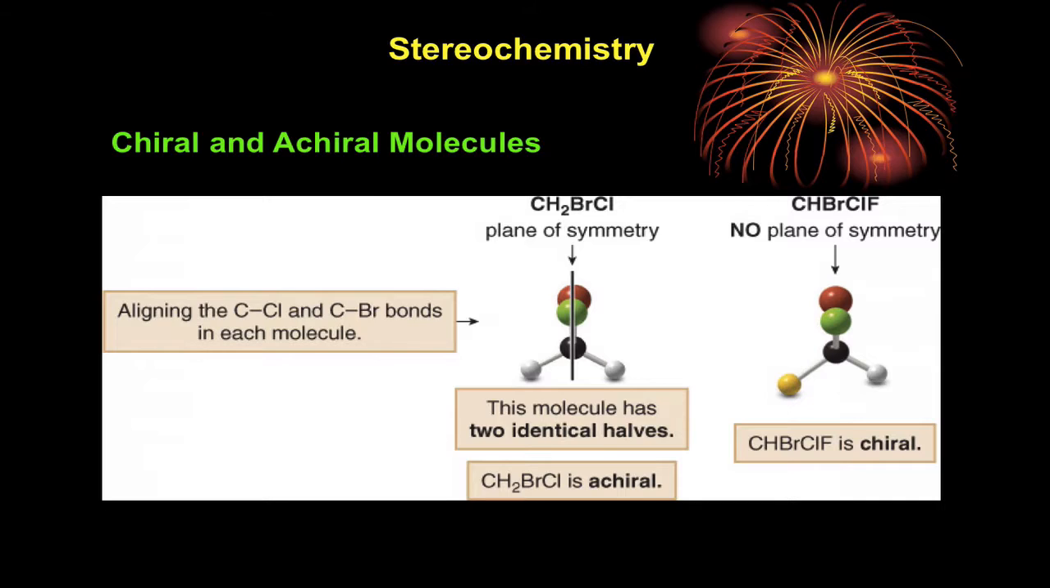right through here. And so since there's a mirror plane of symmetry, we know it's achiral. However, if I look at bromochlorofluoromethane, there is no plane of symmetry. It's going to be chiral. Okay? That's like our first model that we built with the 4 different colored spheres, right? And you can see the 4 different colors there as well.